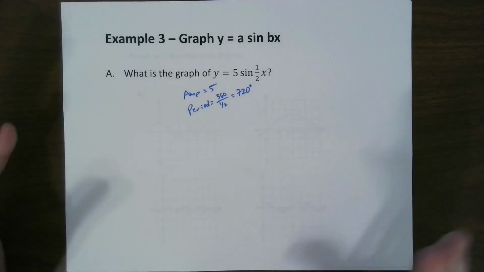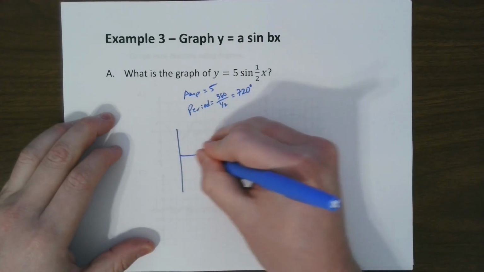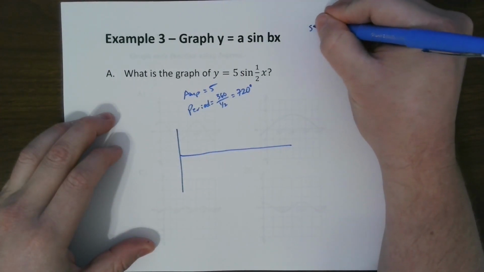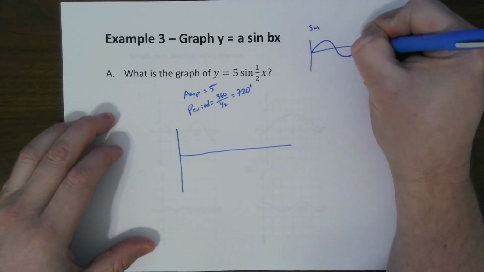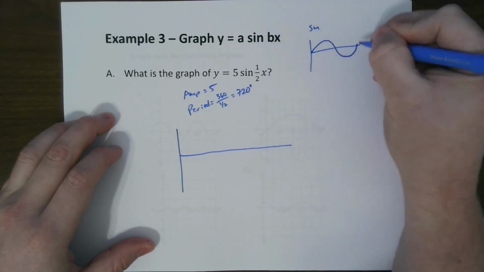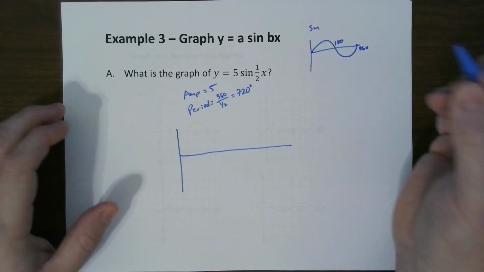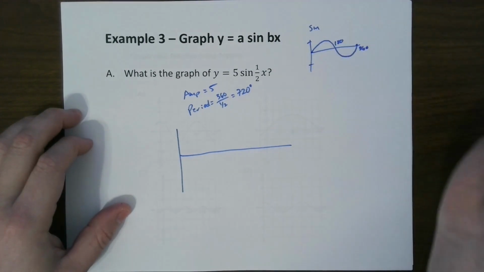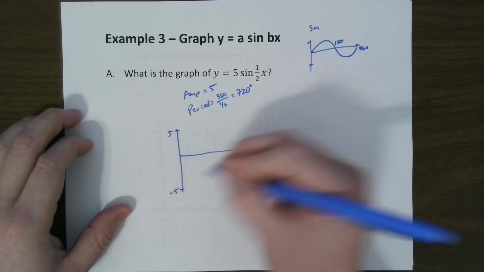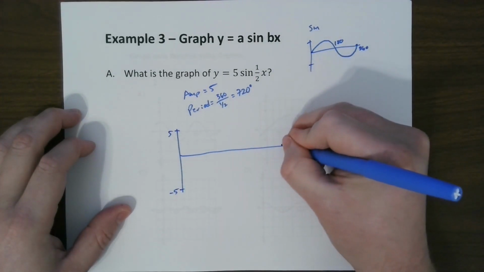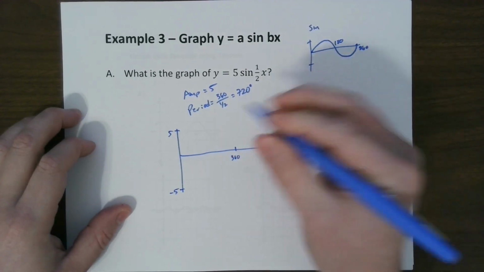So the easiest way to sketch a graph of this is to know that sine always looks like this. It always starts here and ends here, and this is 360, this is 180. And this is your amplitude right here, the height of it. So the way we do this is we go, this is 5, this is -5. 720 is our period, so we write 720, go halfway, 360, and now we just sketch it.